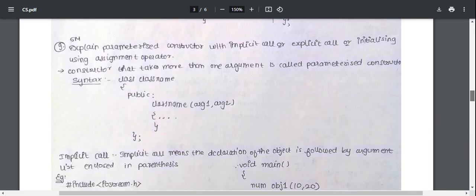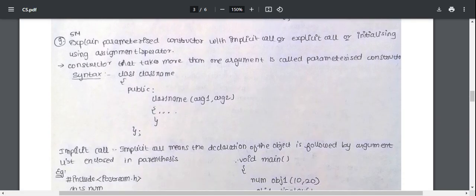So coming to the ninth question for us. Explain parameterized constructor with implicit call or explicit call or initializing using assignment operator. So this is quite a lengthy question. We need to focus over here. So 5 marker, right? We can have a look at these questions. So first one, explain parameterized constructor.